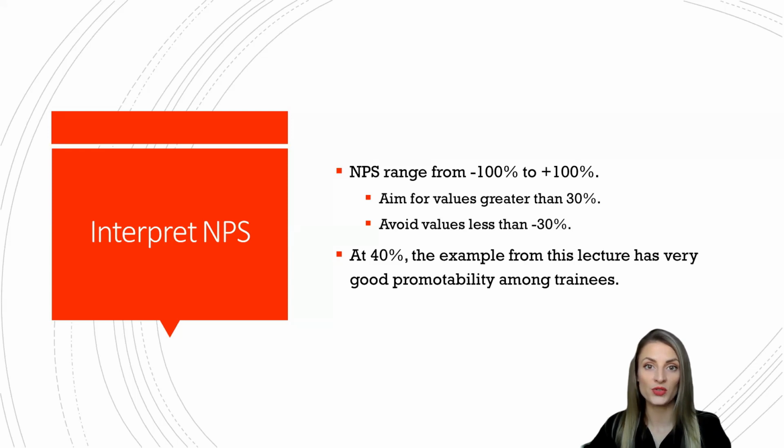Net Promoter Scores range from negative 100% to positive 100%. While there are no set standards, we should aim for about 30%. If a program receives a score that is less than negative 30%, we should take a close look at that program. At 40%, the example in this lecture has acceptable promotability among trainees.